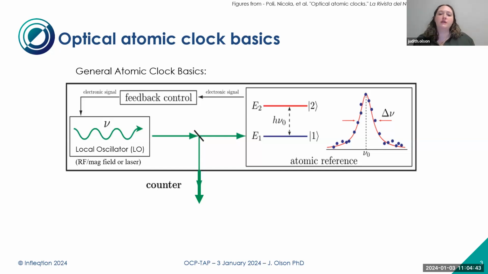You generate a correction. And so you're basically taking your local oscillator, poking your atoms with it, asking your atoms, hey, is this the right frequency? Your atoms say, no, move 4 hertz. And then you feed back to your local oscillator and make it move 4 hertz, and the cycle repeats.